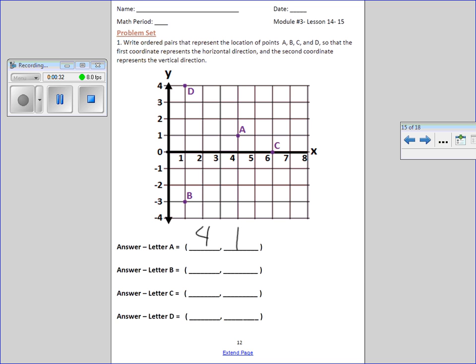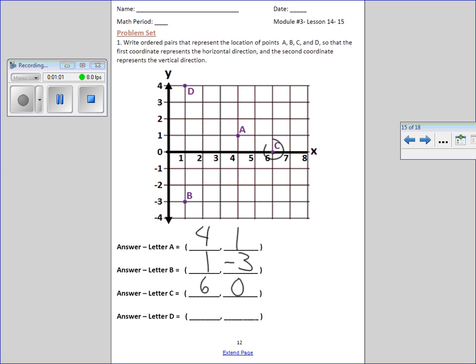Gus. Excellent. Letter C, Ryan. Be careful, X first. So look, if I'm here, here's my C. I have to go to 6 first, and then I don't go up or down. So it's 6, 0.